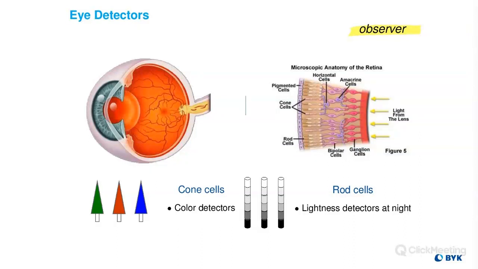And we refer to them as lightness detectors at night because at night, or anytime you're in low lighting conditions, sometimes there's not enough light to activate those cone cells. And at that point, they just shut off and we're not using them anymore. We're only using the rod cells. And that's why under low lighting conditions, we typically see things in shades of gray. We can't see color.